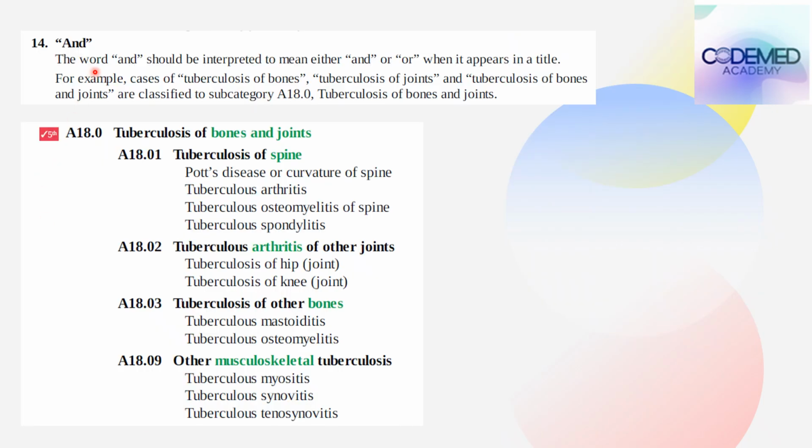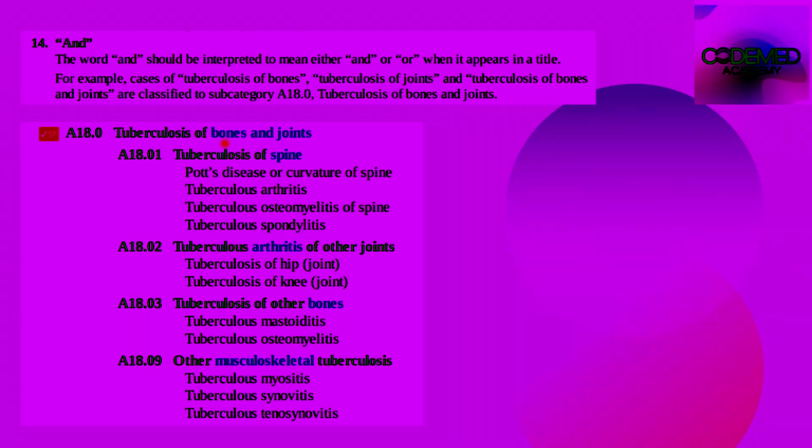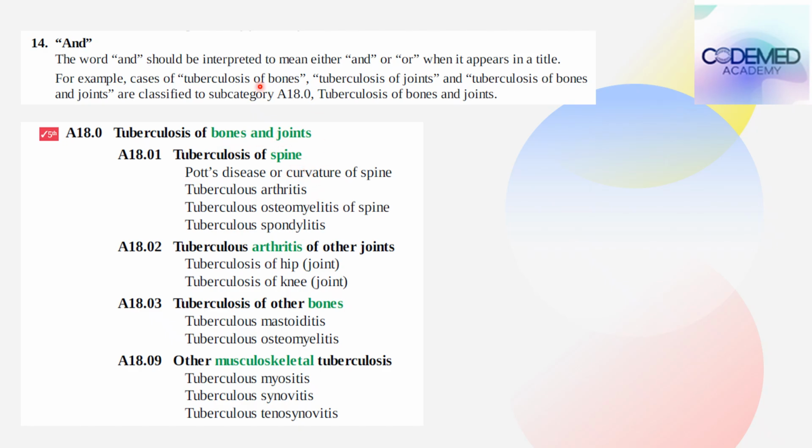Now let us look at the next convention, that is and. The word and should be interpreted either and or when it appears in a title. So suppose this is tuberculosis of bones and joints, you can also say tuberculosis of bones or joint. So tuberculosis of the bones, tuberculosis of the joint, and tuberculosis of the bones and joint are classified. So this is the way we can use this convention.